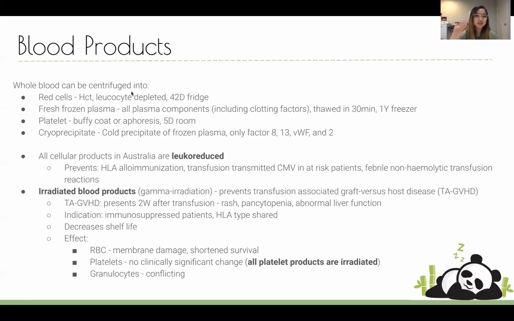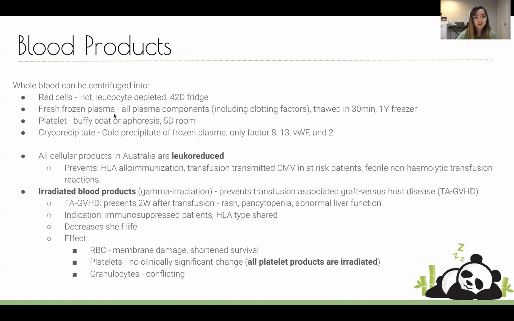What that means is they'll spin, and because the different cells have different densities, they'll get split up into different layers. And so you can separate them. That means that you can get products such as red cells, which are often leukocyte depleted, which I'll tell you a bit more about, and which can last 42 days in the fridge.